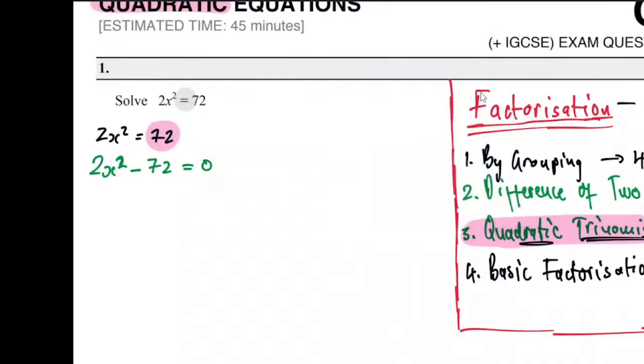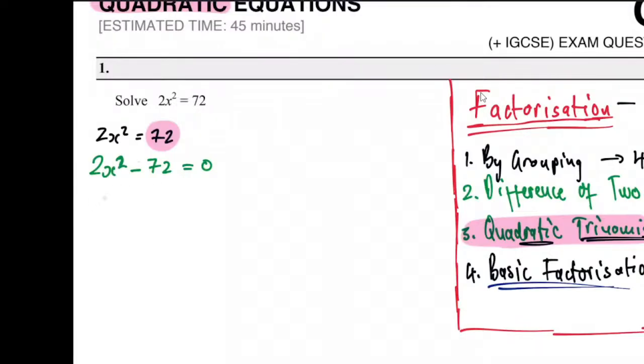By factorization. By grouping doesn't work. You don't have 4 things. Difference of 2 squares doesn't work. 2 is not a square number. You don't multiply any number by itself to get 2. There's no such thing. Quadratic trinomials doesn't work again because you don't have 3 things. So you have to use basic factorization to solve this one.